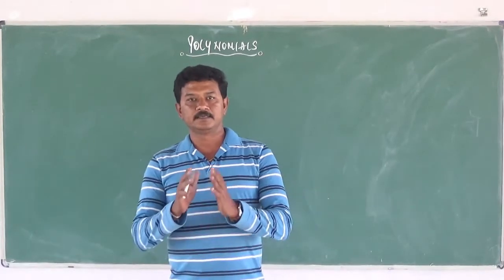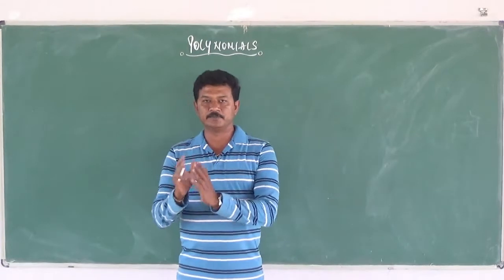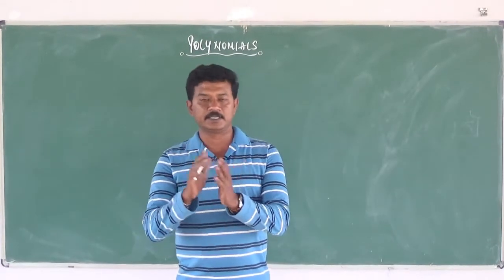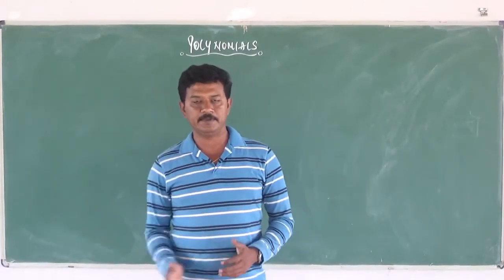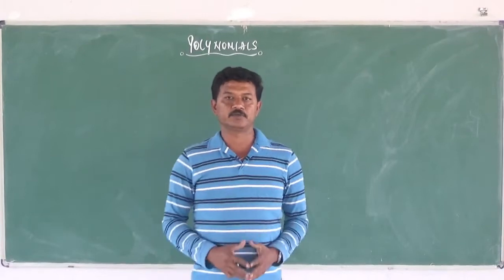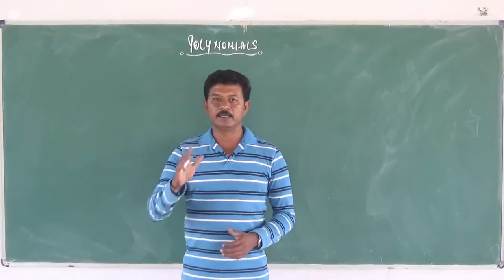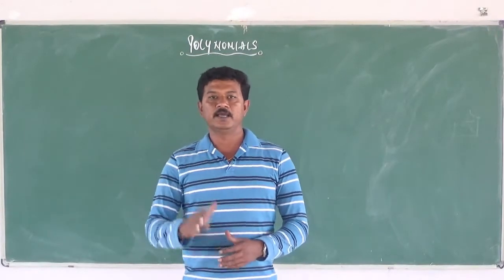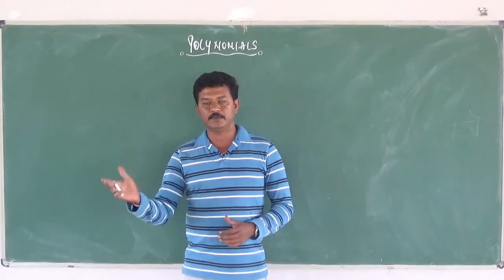Learning the different problems on identities, that is (x + a)(x + b), which is equal to x² + x(a + b) + ab. Then the (a + b)² formula, which is a² + 2ab + b², and the (a − b)² formula, that is a² − 2ab + b², and a² − b², that is (a + b)(a − b).